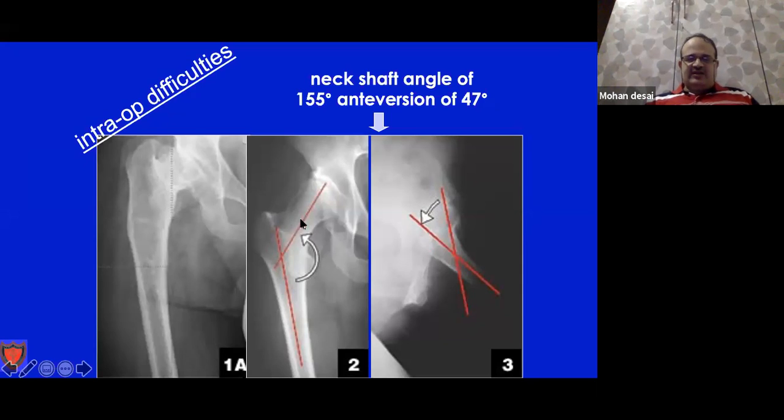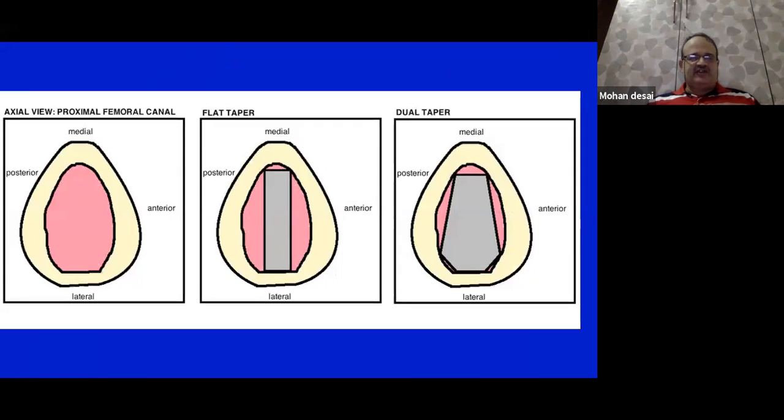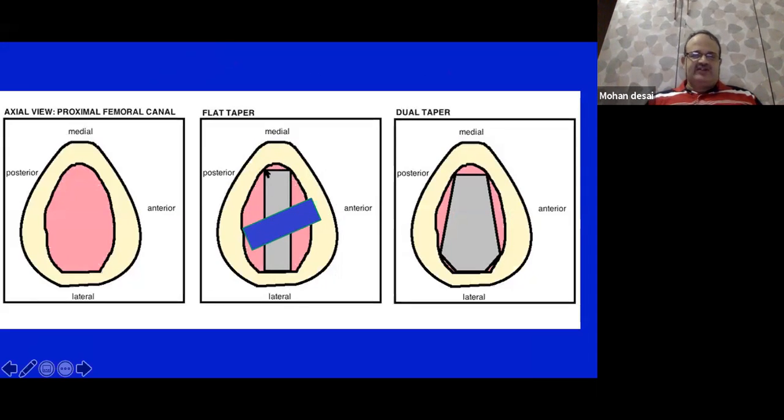Take another example. Here the neck shaft angle is excessive valgus, around 155 degrees, and there is excessive anteversion of around 47 degrees. Now, with the usual stems which are tapered ones, you cannot put it in retroversion, because the version, especially in the uncemented stems, is usually decided by the morphology of the canal. Now, these are the tapered stems, and I cannot put it in this manner. Okay, the blue one is in an anteverted position. I cannot put in excessive anteversion. The stem anteversion is decided by the morphology of the canal.